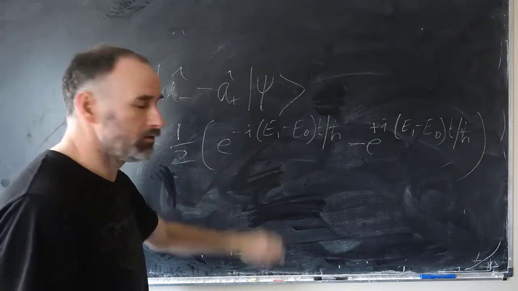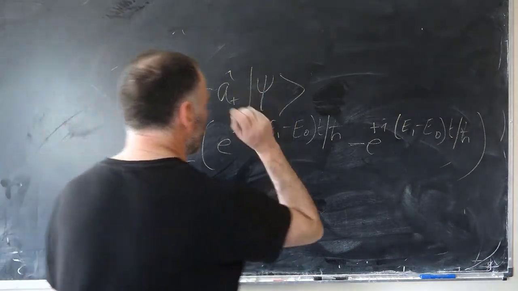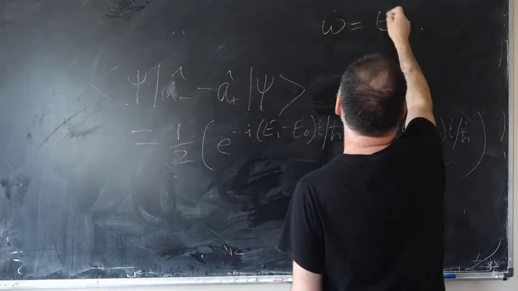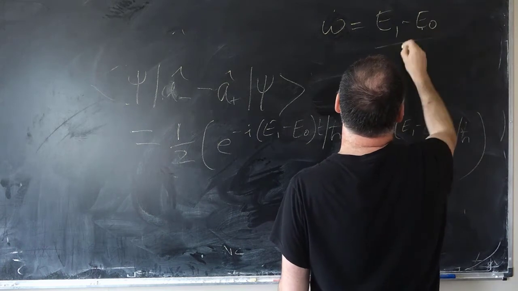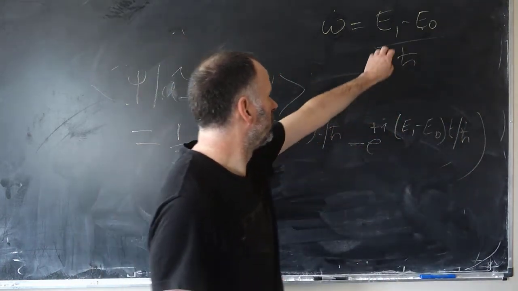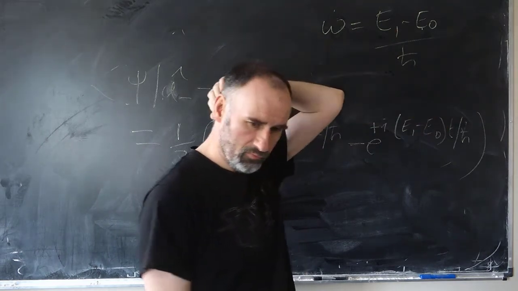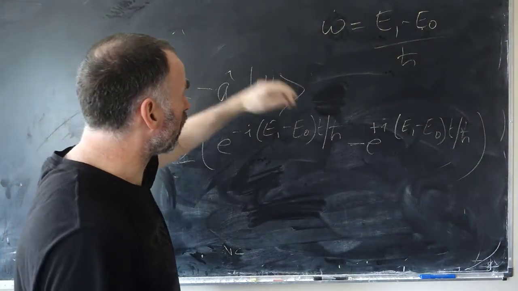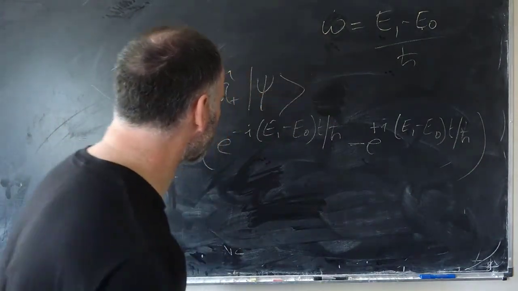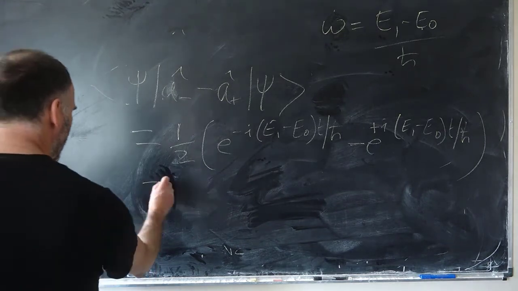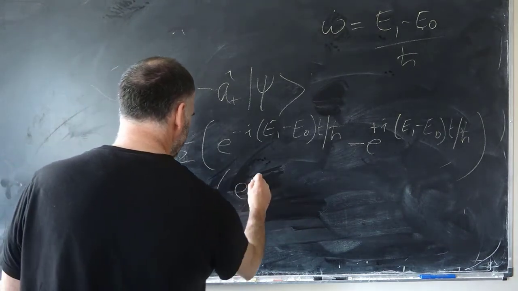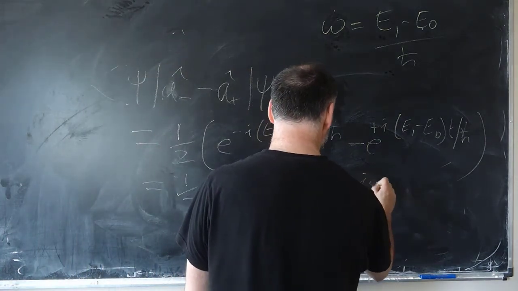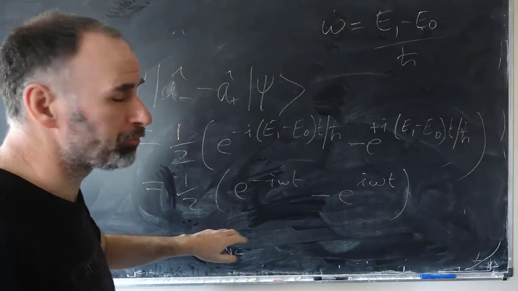And hopefully this type of thing rings a bell. Notice that in the question it defines, and you should realise this anyway, that omega is E1 minus E0 over h bar. Joules over joule seconds, or better in terms of dimensions, is T to the minus 1, so this is a frequency, which is what we'd expect. So we have a half e to the minus i omega t minus e to the i omega t. So that's what this bit is.